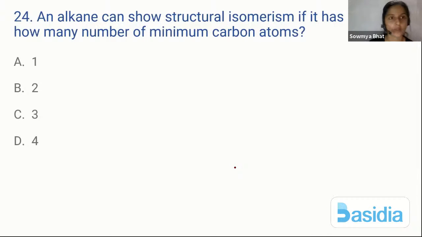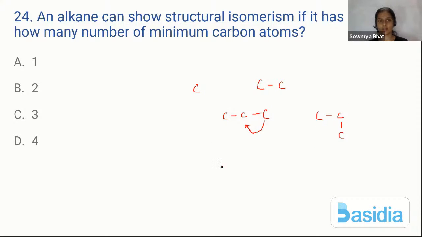So the next question which we have here is, an alkane can show structural isomerism if it is going to have what? How many number of minimum carbon atoms? So to find out the answer for this, we'll start with 1. This can't show the structural isomerism. If you have 2, again, it can't show the structural isomerism. If you have 3, like this, and if you put it here, that's again going to become 3 this way. There is no other way to arrange 1 or 2 or 3 carbon atoms.